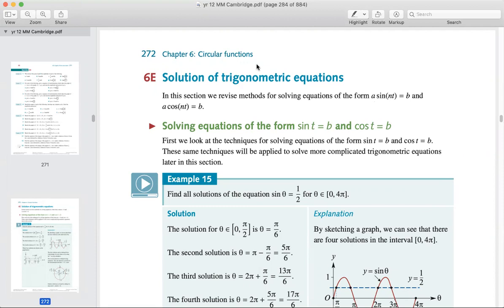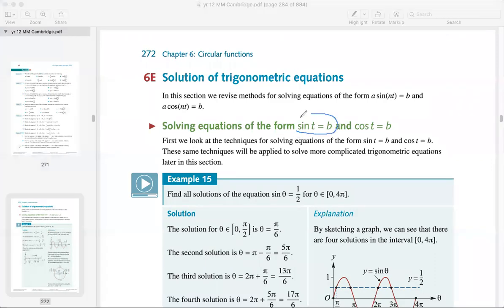Okay, so for this video, we're going to continue working on our trigonometry questions, and later we can start to look at the final year exams. Okay, now let's look at 6e. So for 6e, we have solving the equations sine t equals b and cos t equals b. In this case, again, we need to use our 6b stuff to help us.